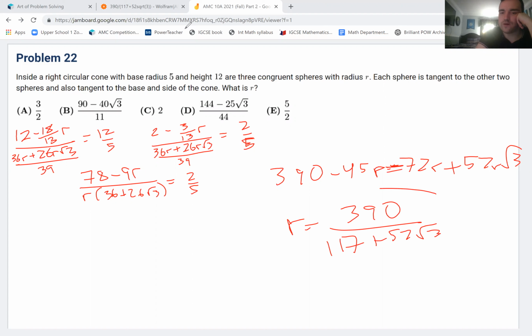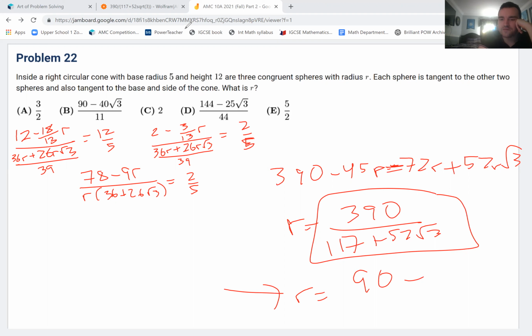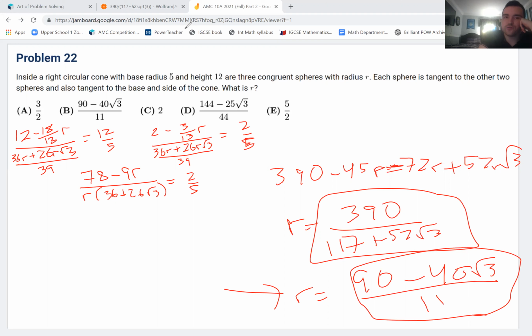And then honestly, what you have to do from this point is just a simplification, which is very tedious, very annoying. I'm sure you've learned about how to do the conjugate, right? You're just going to deal with really messy, annoying numbers. But ultimately, by doing that simplification, you end up with r equals (90 minus 40 root 3) over 11, which is choice B. So you get B as your answer. The problem itself is fun, but the algebra you have to do at the end is honestly a little bit too much.